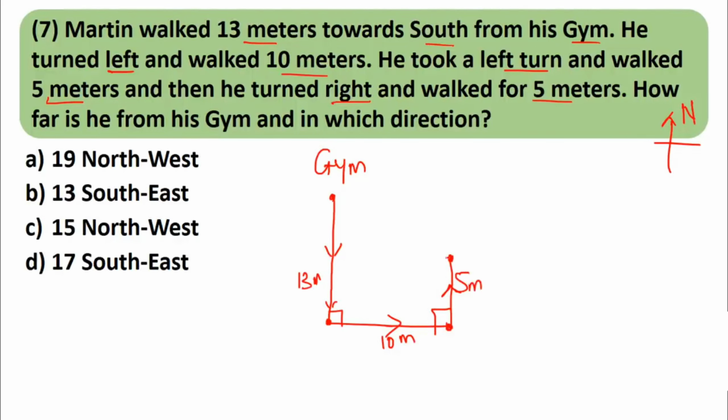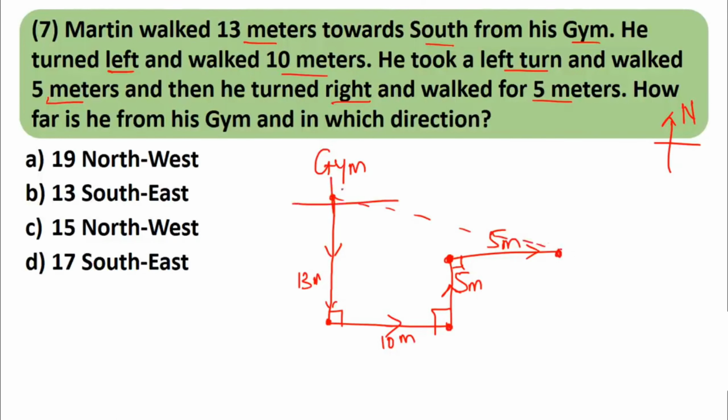Okay, he walked for 5 meters and reaches over here, and then he turned right. Now right is our right because Martin is now facing north and we are facing north, so turned right. This is 90 degrees and walked for 5 meters. So after turning right, Martin walked for 5 meters and reached at this point. How far is he from his gym and in which direction? Now this is the gym and this is the direction.